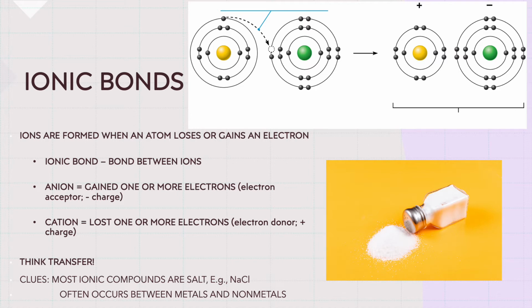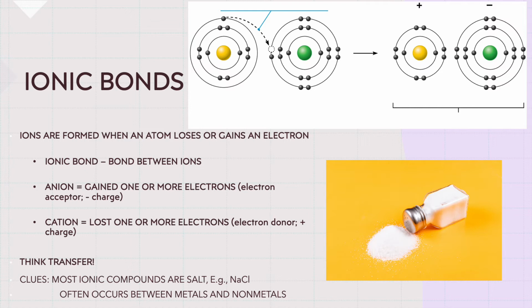A cation is going to lose one or more electrons. This is the electron donor. And because it's given away, think of, when you give something away, you're doing something positive. That's why we're giving it a positive charge. So the bond that occurs between the anion and a cation, again, is what we call an ionic bond. Another way to remember this is think transfer. There's going to be transfer of electron.